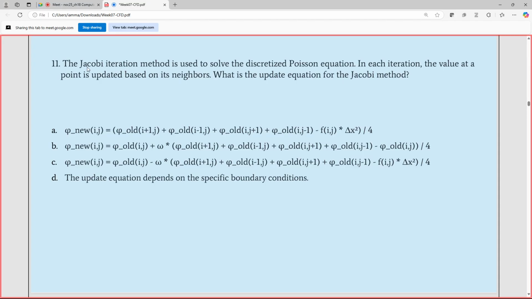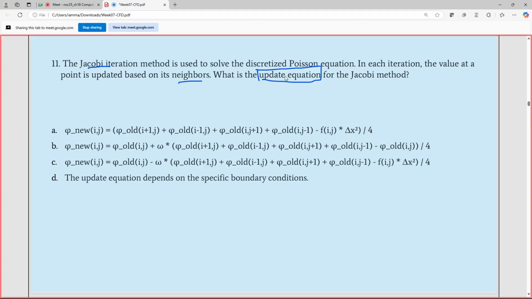The Jacobi iteration. We have discussed Jacobi and Gauss-Seidel in, I think, the second or third interaction sessions. The question is on the Jacobi iteration method. The Jacobi iteration method is used to solve the discretized Poisson equation. In each iteration, the value at a point is updated based on its neighbors. What is the update equation?